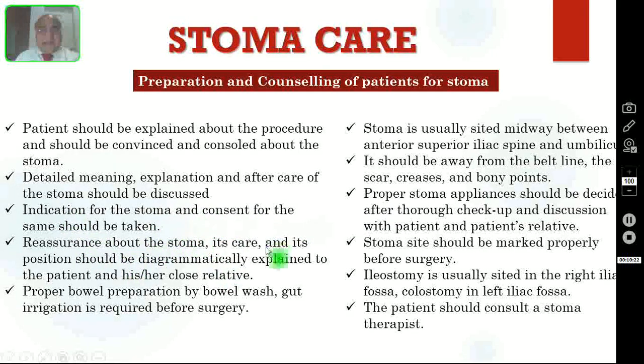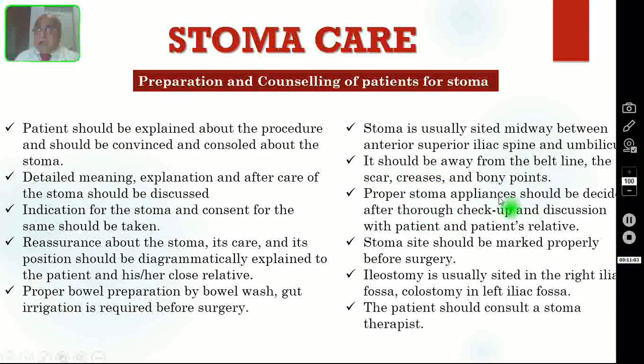Reassurance about the stoma, its care and its position should be diagrammatically explained to the patient and to his or her close relative also. So you have to draw where you are going to create the stoma, and you have to explain to the patient. Proper bowel preparation by bowel wash, gut irrigation is required before surgery. Stoma is usually sited midway between the anterior superior iliac spine and the umbilicus. It should be away from the belt line, scar, creases or any bony points.